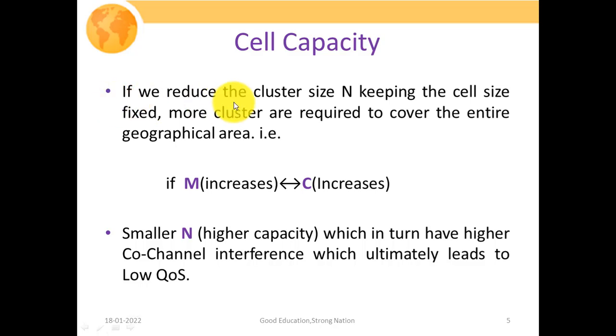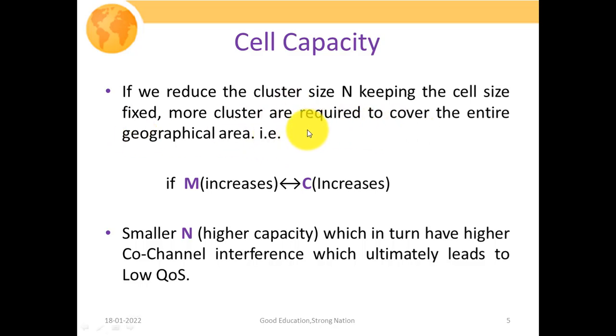So if we are going to reduce the cluster size N, keeping the cell size fixed, more clusters are required to cover the entire geographical area. What I wanted to tell you at this particular moment is, if you are going to reduce the cluster size N, whereas you are going to keep the cell size fixed, suppose you reduce the cluster size from 7 to 3 and keep the cell size fixed, then obviously, in order to cover the entire geographical area, we have to replicate that particular cluster more number of times.